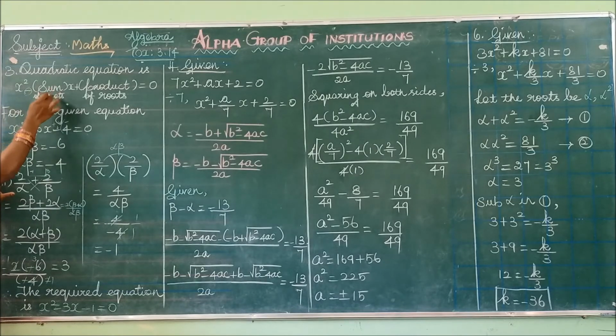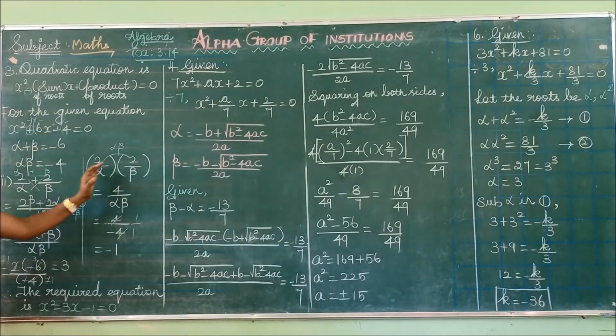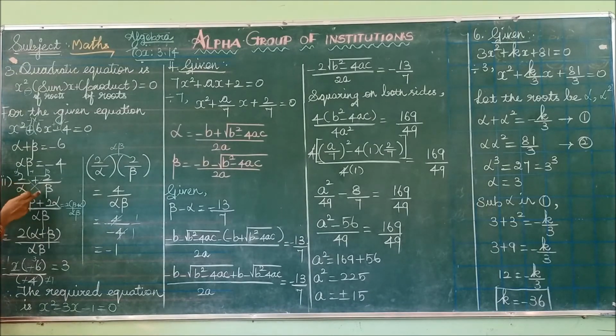Here x squared minus sum of the roots. What is the sum of the roots? Alpha plus beta. So you must add the two roots, and for the product of the roots you have to multiply the two roots. If you are adding, the denominators are different, so you have to cross multiply. So cross multiplying, 2 beta plus 2 alpha divided by alpha beta, 2 can be taken as common. What are the remaining terms? Beta plus alpha. That beta plus alpha can be rewritten as alpha plus beta, whole divided by 2 alpha, whole divided by alpha beta.